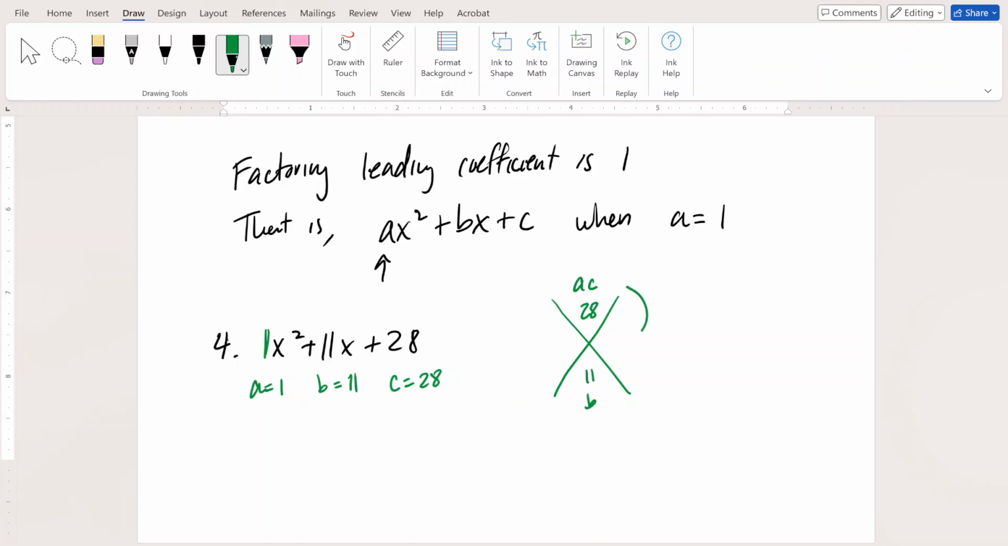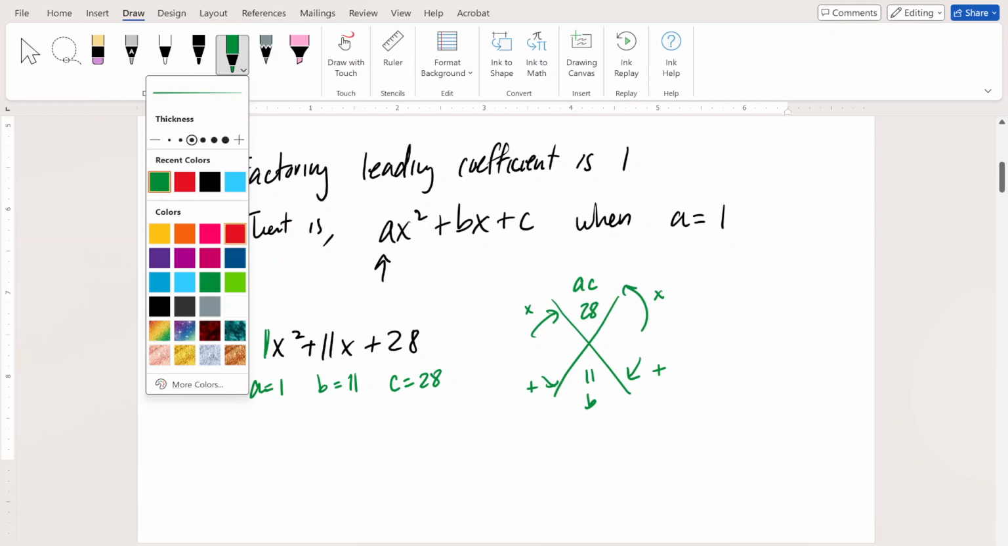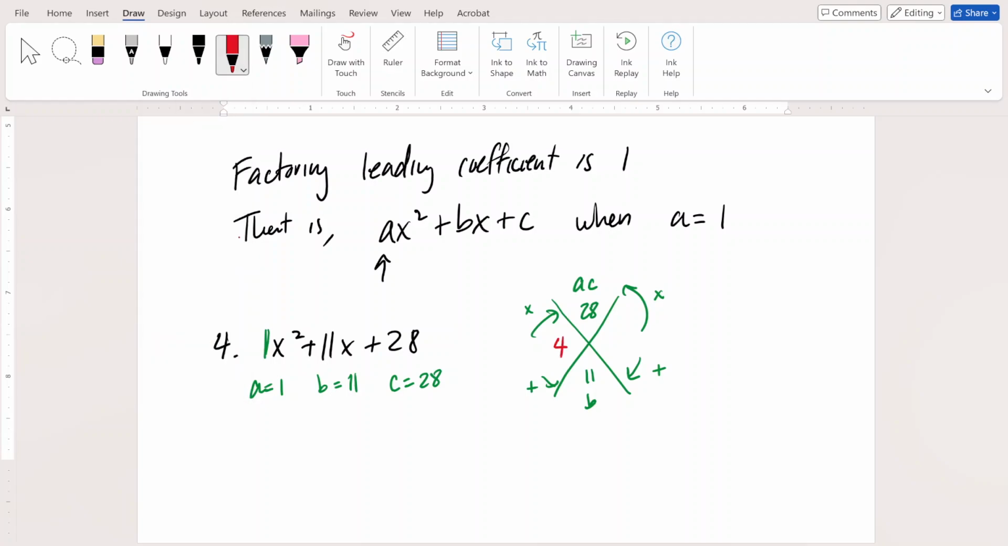You ask yourself, what two things multiply to 27 but add to 11? Well, so let me put multiply and then add. So that way you could think about it. So what two numbers multiply to 28 but add up to 11? Well, that is simply just 4 and 7, right? 4 times 7 is 28. 4 plus 7 is 11. So that part replaces this part, this middle term.